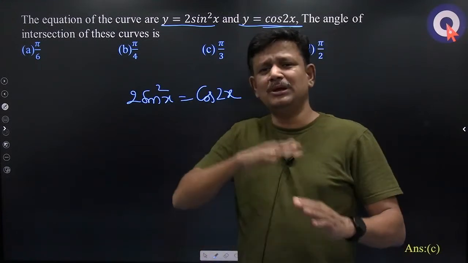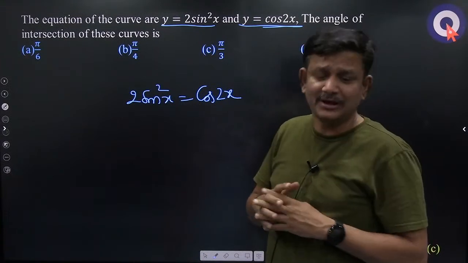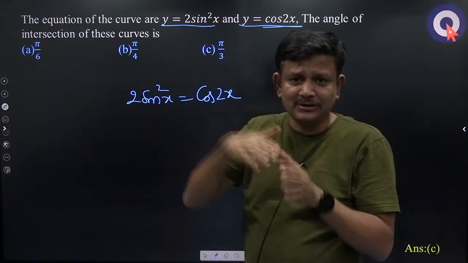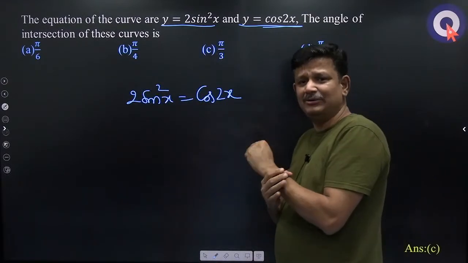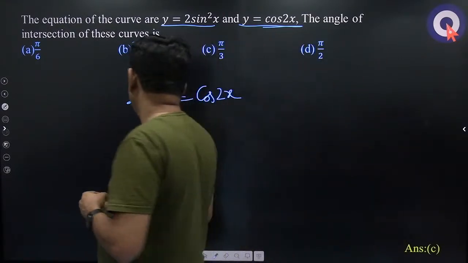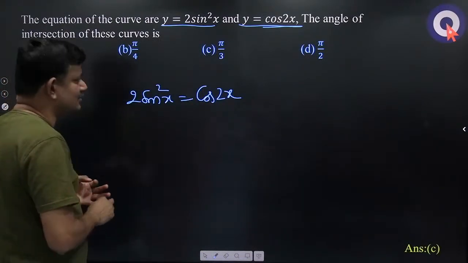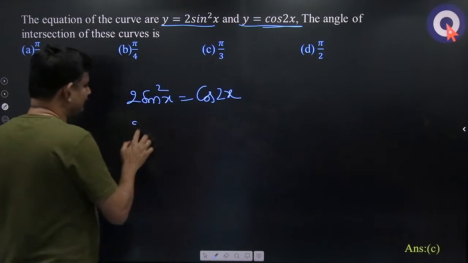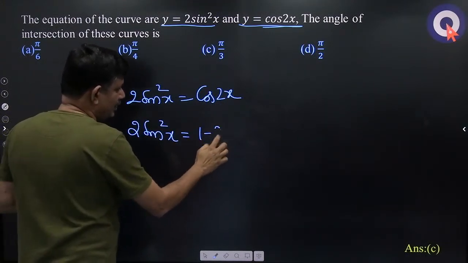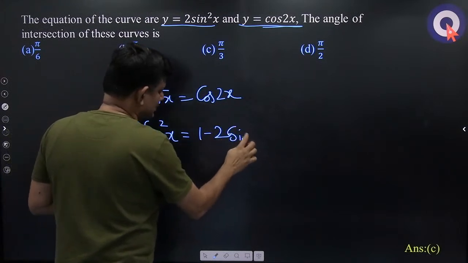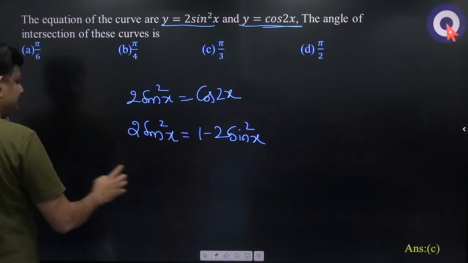Now there may be too many points of intersection. These are sinusoidal curves. There may not be a single point of intersection. If there is one, there will be infinitely many because they are periodic functions. So you can find angle between the curves at any one point. So find out any one solution. I need not write the general solution here. Any particular solution will do. How to solve this curve? 2 sin square x is equal to cos 2x is 1 minus 2 sin square x. So effectively sin square x is how much?